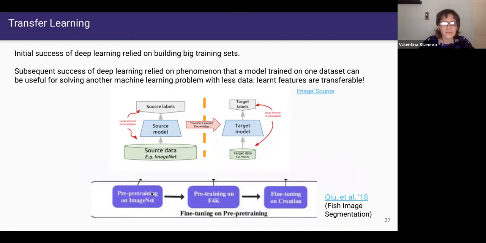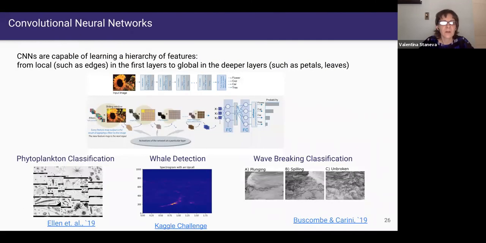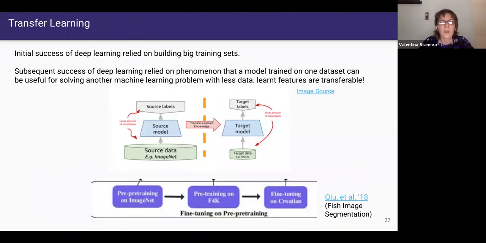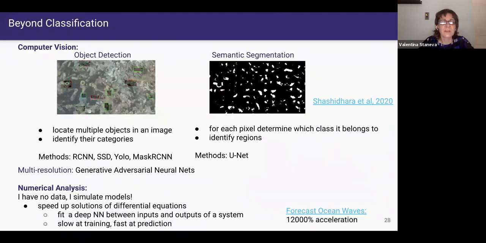I have extra slides, but I don't want to go over time. I have a little bit more detail of examples of using convolutional neural networks in oceanography, and there are many of them. And basically, one can also go beyond standard problems, like the 4 problems that I mentioned. This goes more into the area of computer vision, where you can have detection of objects and segmentation and so on.